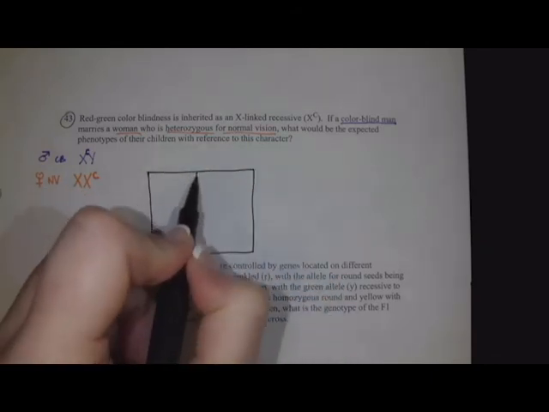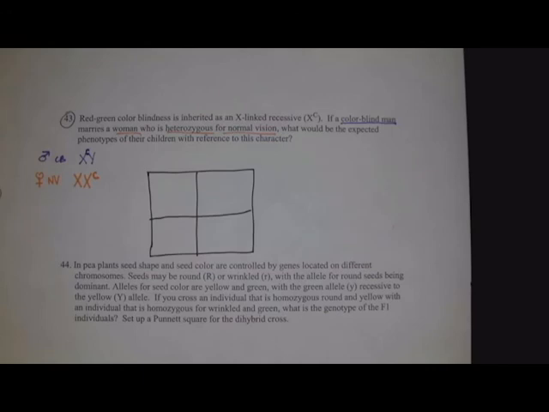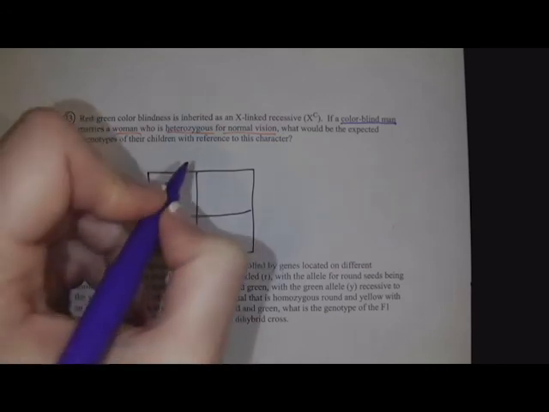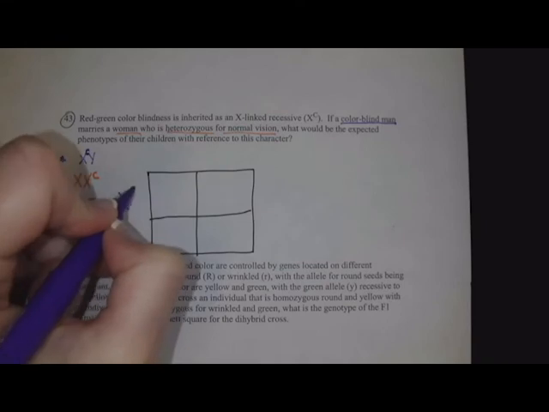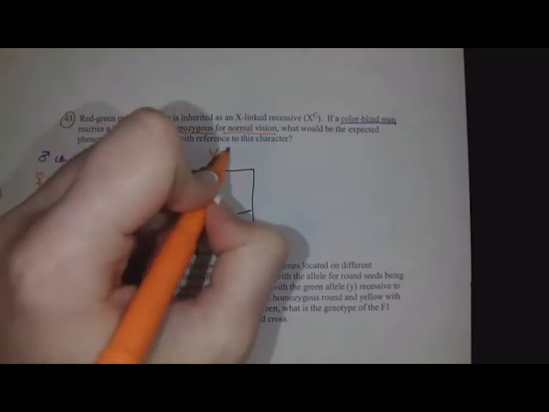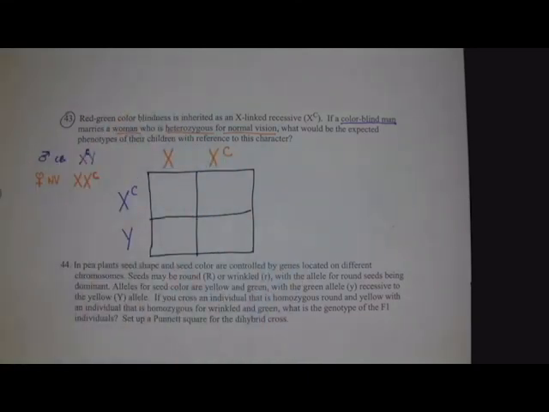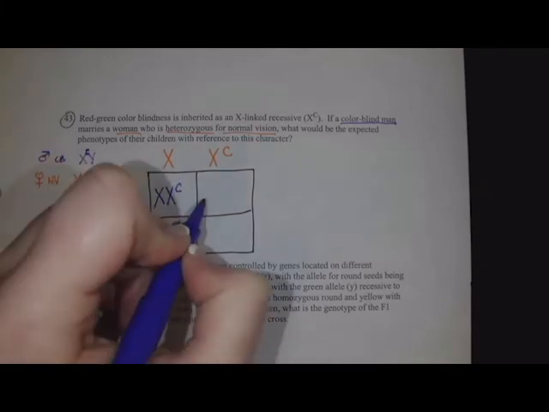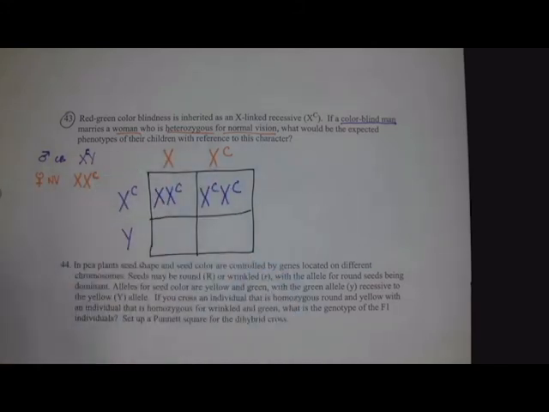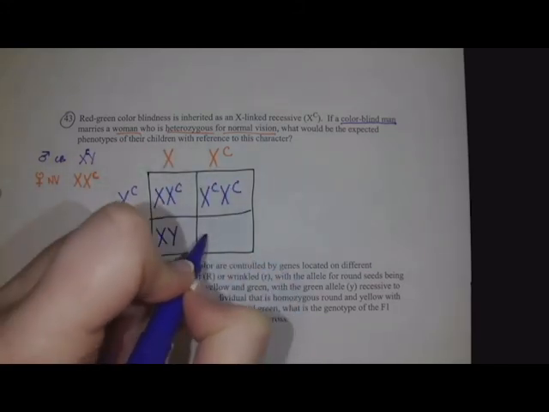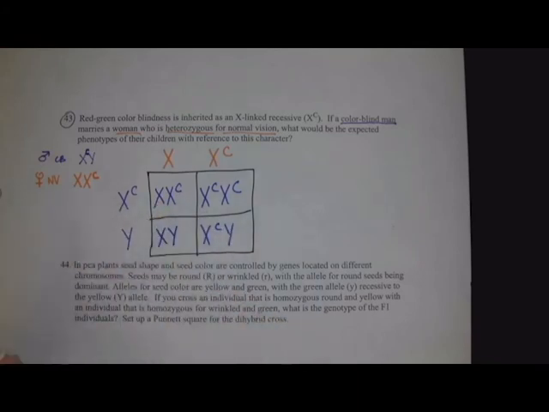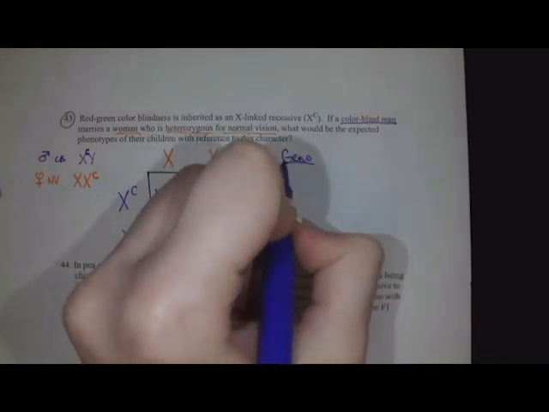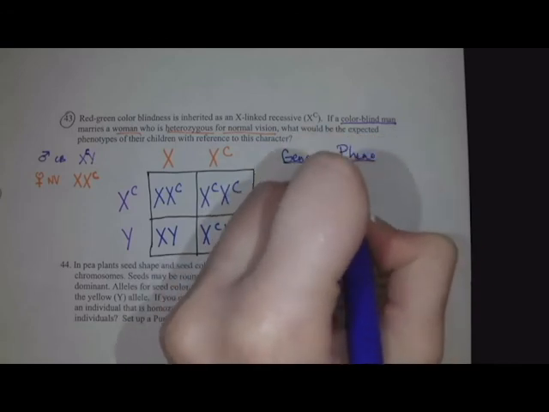Get your Punnett square. Okay, so we'll put our male on the side, put our female on top, and we'll do the inside in blue. Okay, so when you cross these, you get an XXC, XCXC, XY, XCY. Okay. So let's list our genotypes and phenotypes.